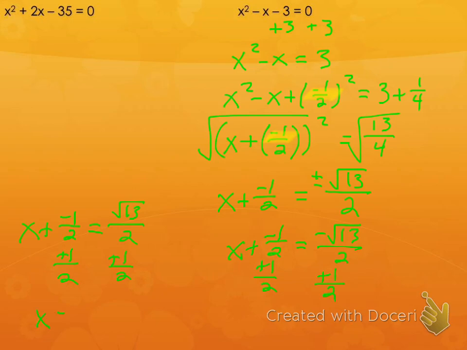So I get x is equal to, they have a common denominator, so I can actually add them together, or I can leave them separate. So 1/2 plus square root of 13 over 2, and x is equal to 1/2 plus negative square root of 13 over 2. Those are my two solutions. I always have two solutions here.